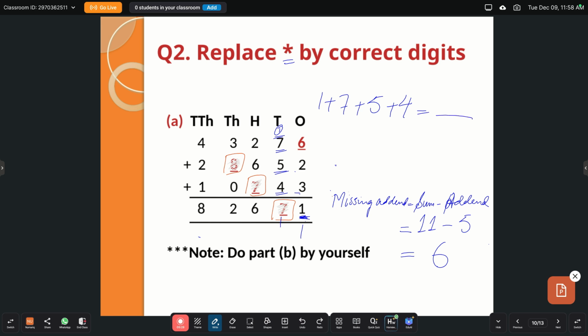There, the missing digit had the sum, okay? The sum is the missing digit. So, it's easy. We will add all these additions and we will find the sum.